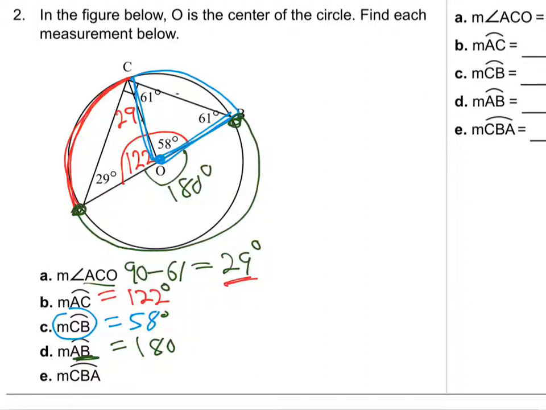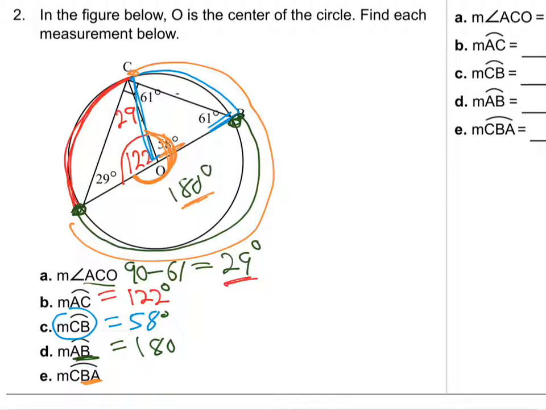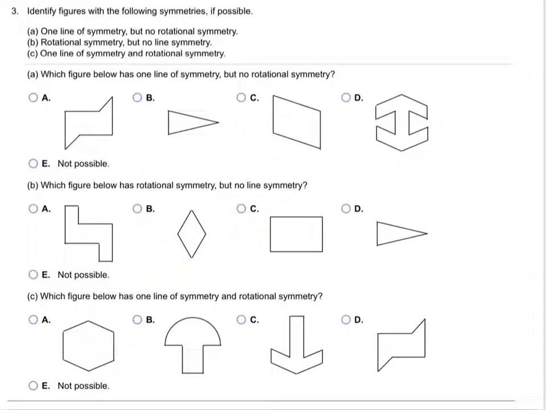And finally, they say the measure of CBA. So what is CBA? That's from C to B to A. It's going to be all of this angle. So it's 180 plus 58. Everybody see that? It's all of this, which is the 180 and the 58 put together. Whatever that is, is that 238? Yeah, 238. And there we go. Is that okay with those arcs? All right, I'll move on.